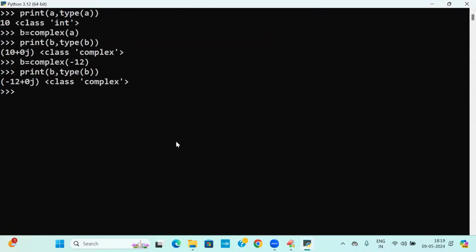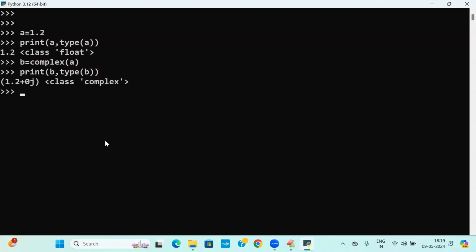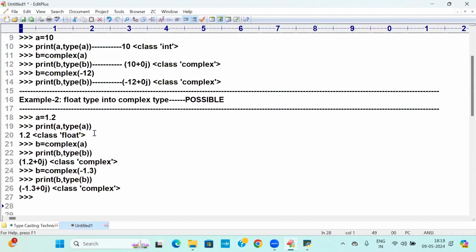So students, come to the point back. A is equal to 1.2 and print of this A. Now I got the data and the complex of it, possible. Print 1.2 plus what? 0j. So got it, this is possible. B is equal to, in another way, complex of minus 1.3. Print of this B, minus 1.3 plus 0j, and we got the data like this. Try to print it. It's possible.